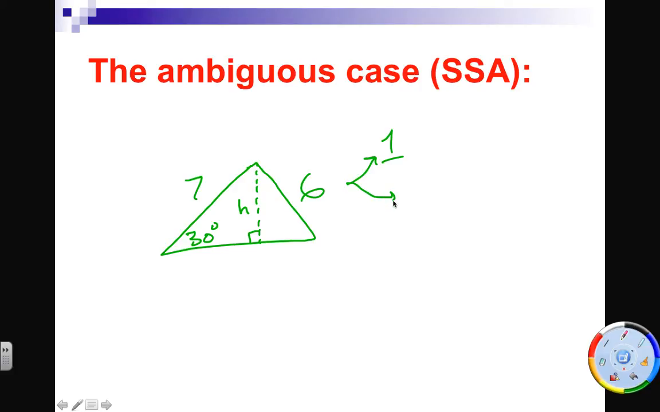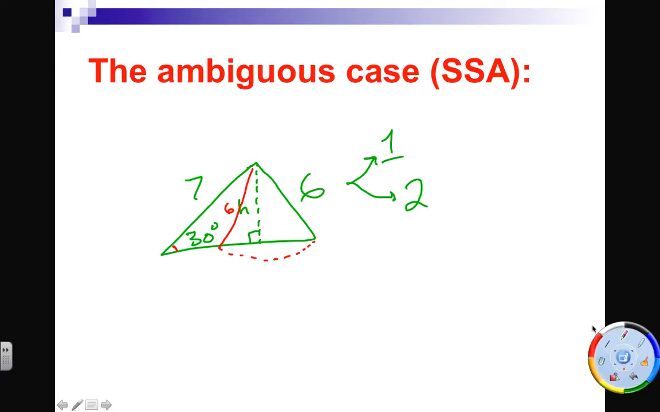Or maybe there's two triangles where this 6 is actually long enough. It's a little bit longer than the height, but it's less than this 7, where it could swing. It would swing down below here, and it would end up over here. There are variations like that. That way we could have this green triangle, the first one that I drew, or you could have the one where I just put in this red, where it's got this 7, this 6, and this angle 30 over here.